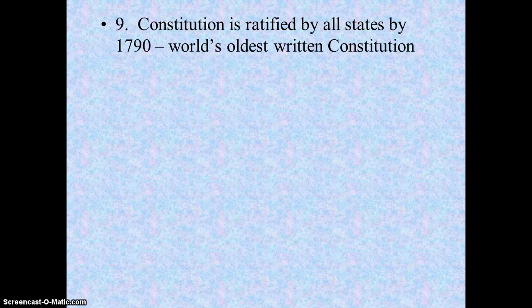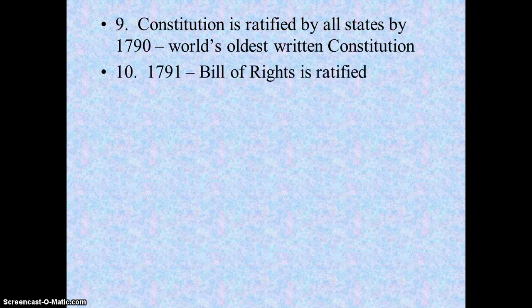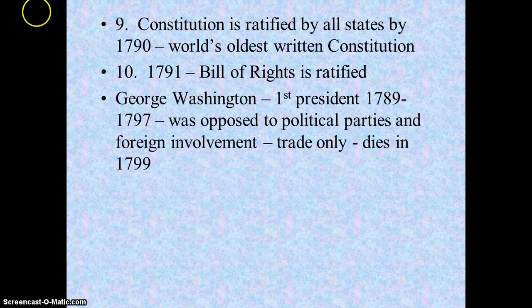The Constitution is ratified by all states by 1790, the world's oldest written constitution, America. In 1791, the Bill of Rights is ratified. The Bill of Rights is your first 10 amendments, your first 10 additions to the Constitution. George Washington is going to be your first president, 1789 to 1797. He was opposed to political parties and foreign involvement, except dealing with trade. He dies in 1799.